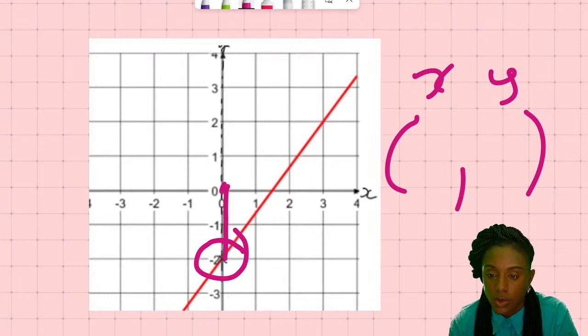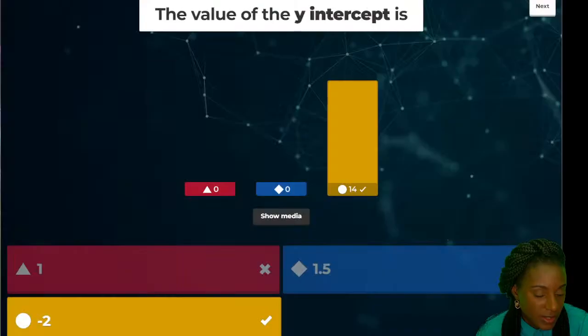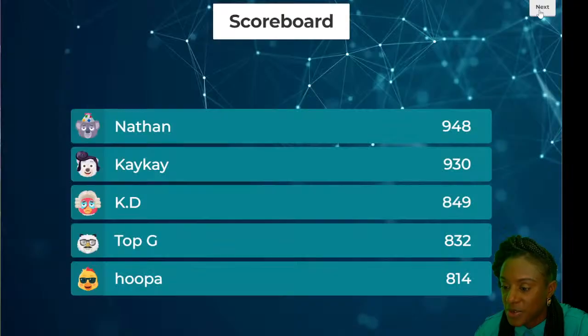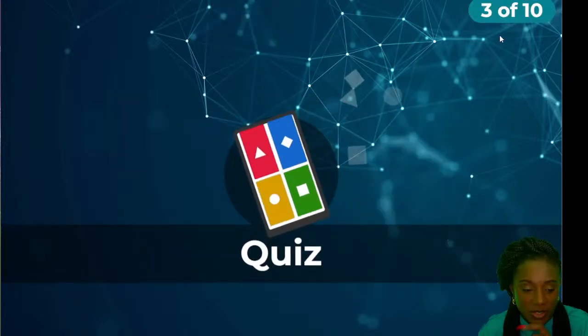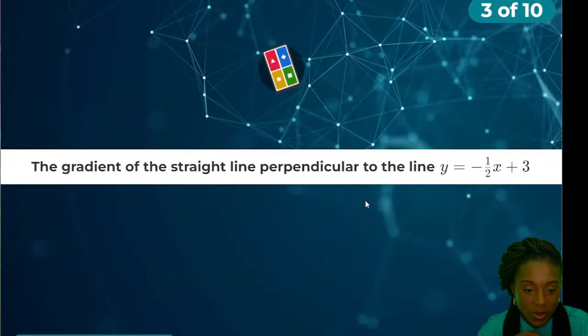Okay, so let's go to the next question. You all are doing great. Excellent. So you're really getting that grade 1 next week. Nathan, Hooper is climbing. You see that arrow next to Hooper because Hooper is climbing. Okay, so let's see here, and top G's on the screen. You all are all doing great.